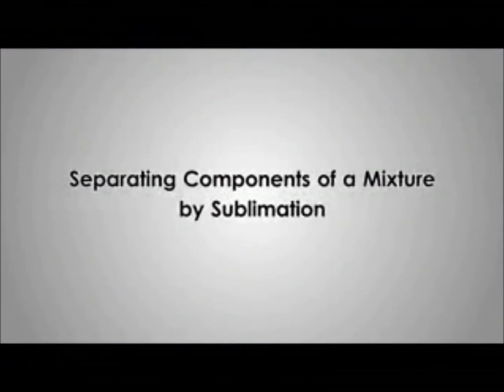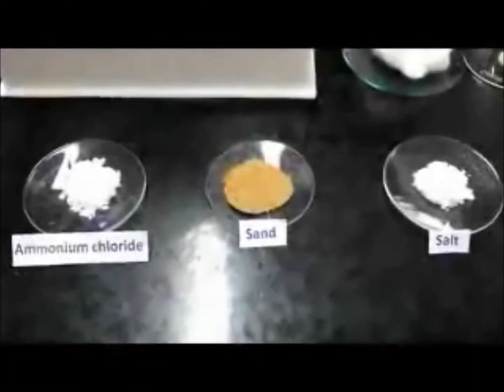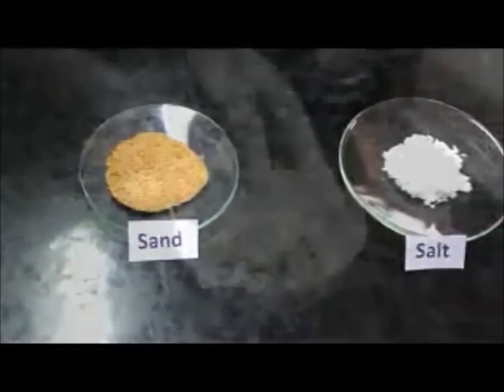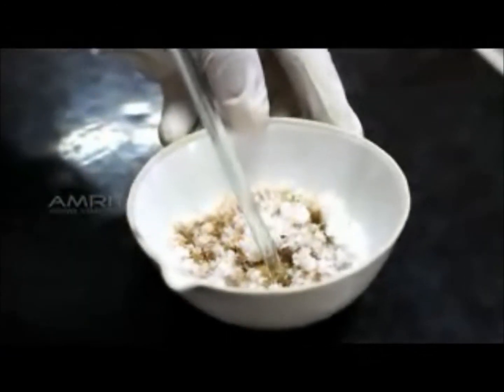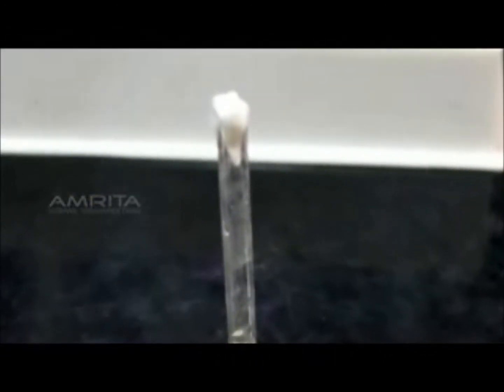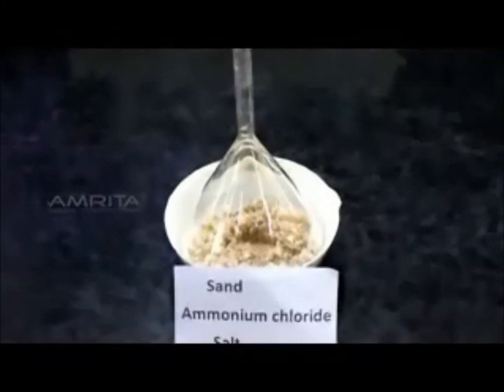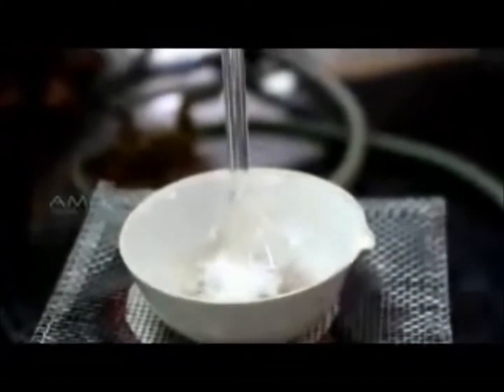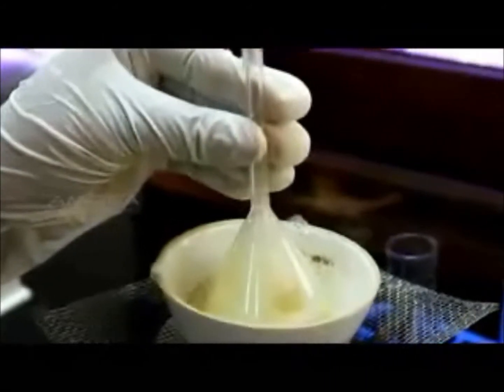Separating components of a mixture by sublimation. Take ammonium chloride, sand and salt in 3 separate watch glasses. Mix all the 3 in a china dish. Plug the base of a funnel with a cotton ball and cover the china dish with it. Place the china dish over a Bunsen burner and heat the mixture. On heating, white fumes evolve from the china dish and rise in the funnel. When the fumes stop rising, remove the funnel from the china dish and allow it to cool.